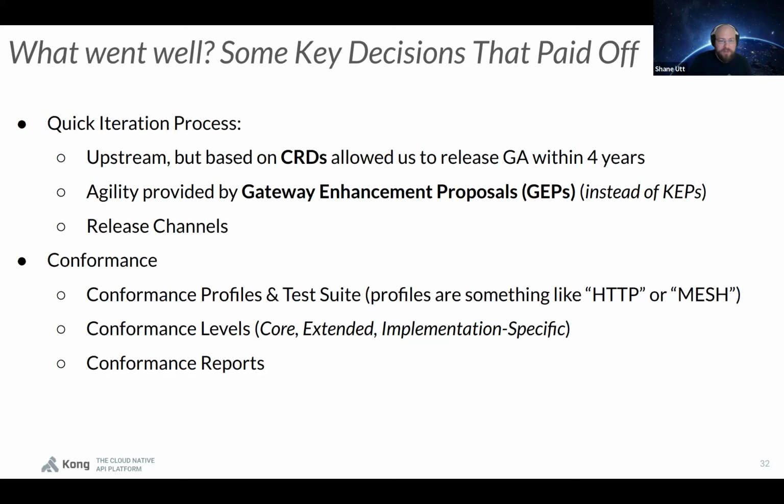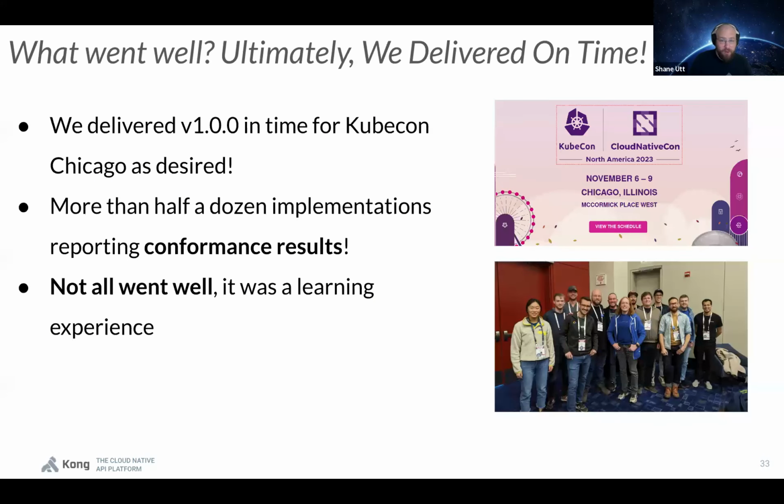So that all paid off. That was stuff that paid off. And ultimately, we delivered on time. We did it. This is a picture of us at KubeCon Chicago at one of our Gateway API office hours, which went really well. We did them every day, and actually most of the time they went over an hour. And we did it. V1 is here.